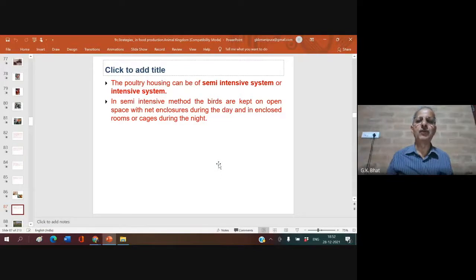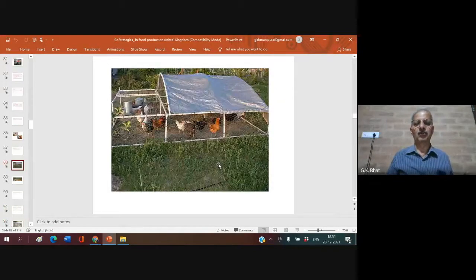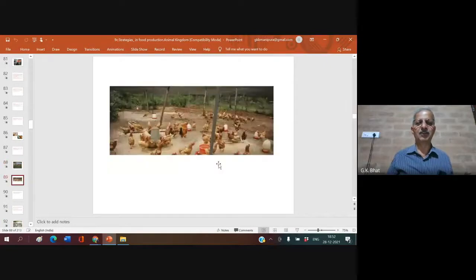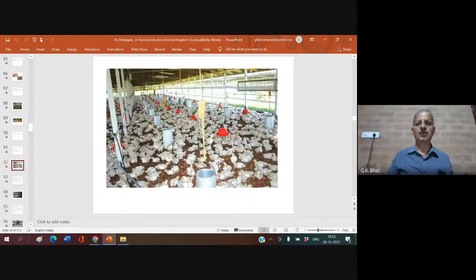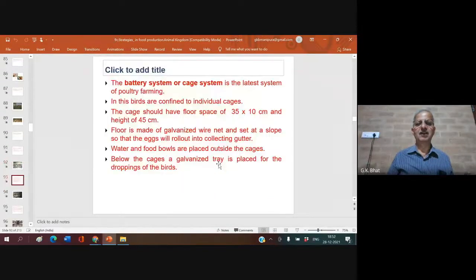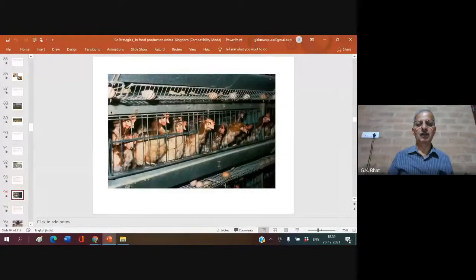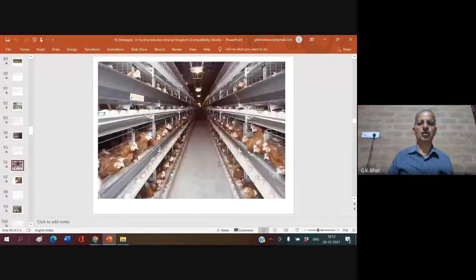So, the poultry housing can be a semi-intensive system or an intensive system. This is what you see. Semi-intensive system, okay? And in the intensive system, birds are reared in cages. Look here, these are some cages, right? I will not go into details of that. These are all different poultries that you should know about.